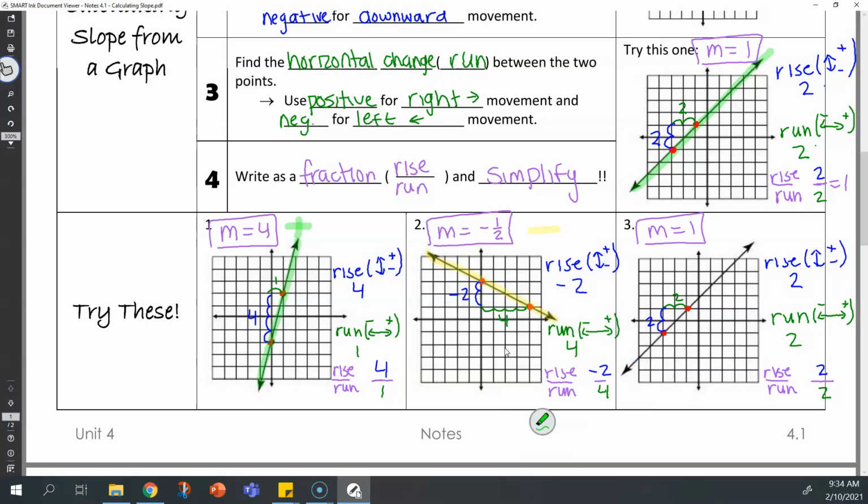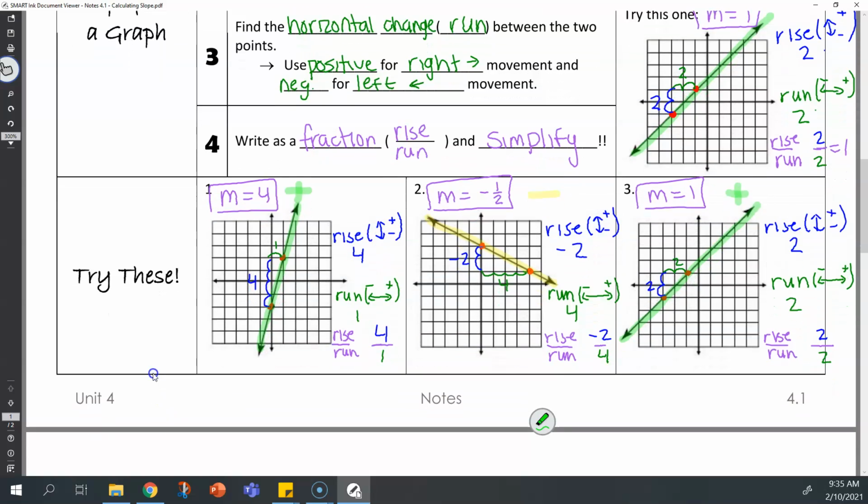And then our last practice problem, again, I'm looking for a positive number because my line is going up as I move from left to right. My rise was 2 because I went 2 up. My run was 2 because I went 2 to the right. 2 over 2 reduces to 1, which is a positive number, so that makes sense with our graph. Okay. If you have questions about this, make sure you write them down.